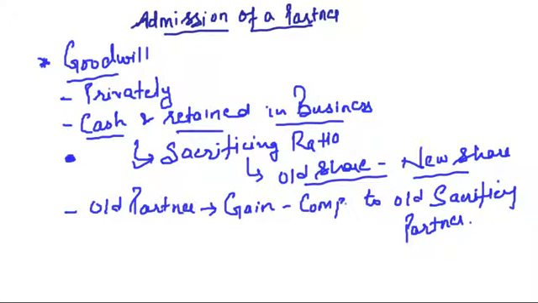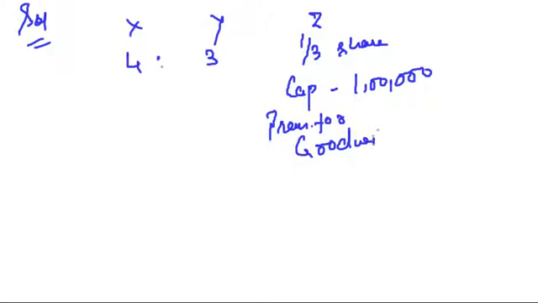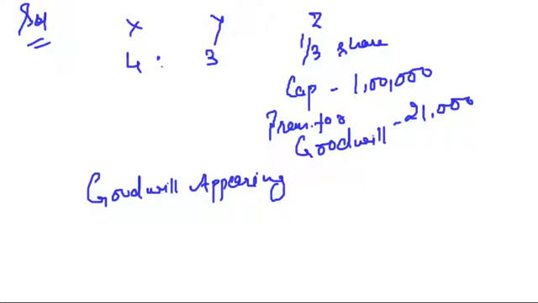Let's first of all write down the facts. There are two partners, X and Y. In which ratio are they sharing the profits? In the ratio of 4:3. And the new partner Z is admitted. What is the share of Z? 1/3 share in profits. What is the amount of capital brought in? 1 lakh. What is the amount of premium for goodwill brought in? 21,000. What is the amount of goodwill appearing in the books? This is 28,000.